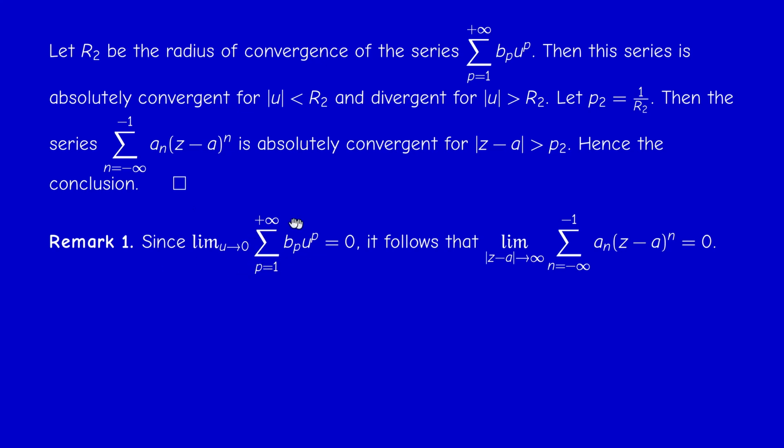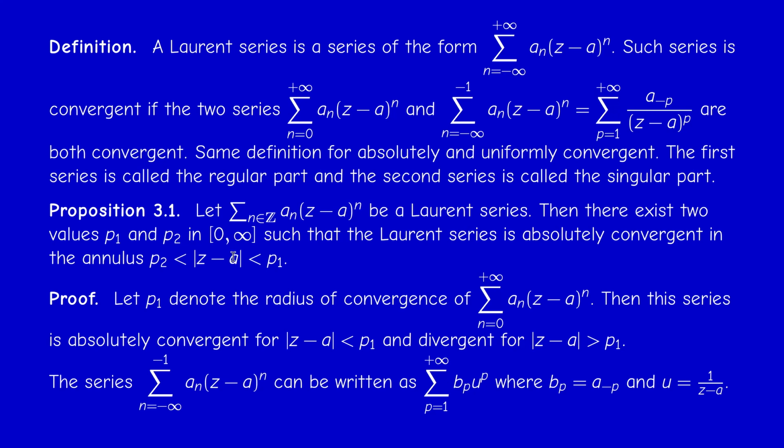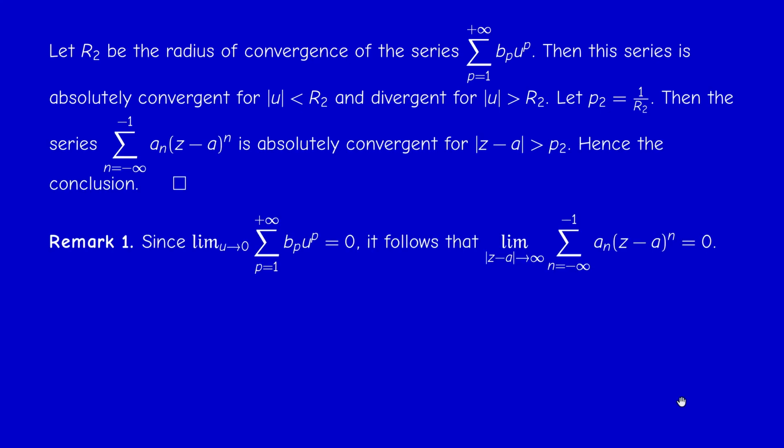Just a remark. If you consider this power series now, when you let u tend to 0, we get 0, because we start with p equal 1, so we start with b1. When you put u equals 0, we get 0. Now, going back to the change of variables, u tends to 0 if and only if 1 over z minus a tends to 0, which means that z minus a tends to infinity. So the limit of the singular part as z minus a tends to infinity is 0.